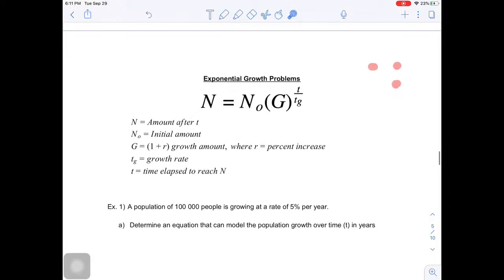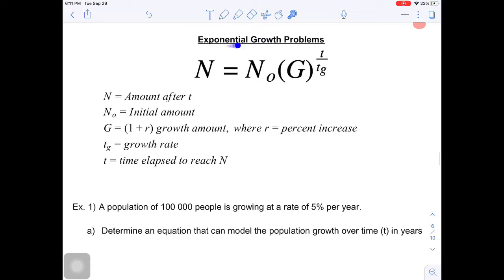In this video, I want to go over how to do some exponential growth rate problems. Now, we have this general equation, and you'll see different equations used. I find this one definitely the easiest. Okay, let's go through what each value means here.